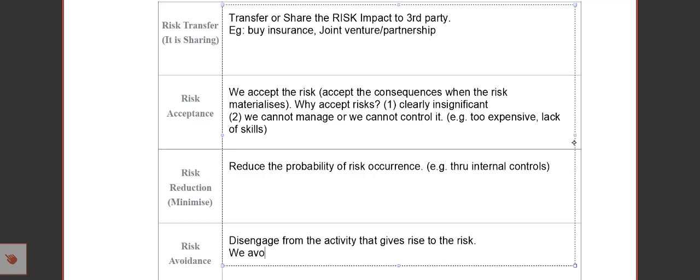Now we avoid risk that either we have no appetite for. So you totally do not want the risk at all, so you avoid it. An example is maybe because it's against your objective.